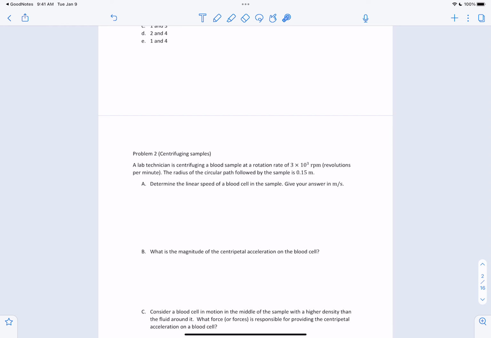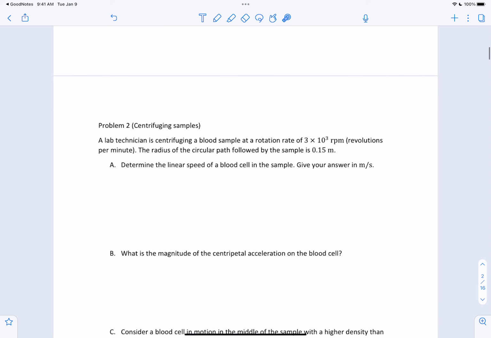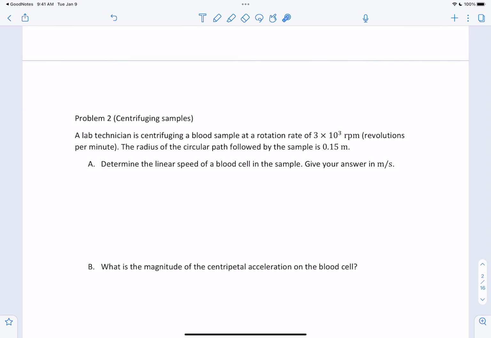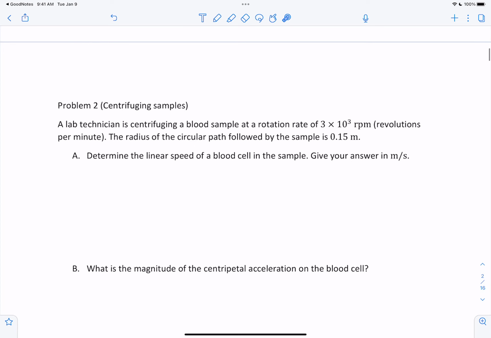Okay. Yep. So for this one, problem 2, a lab technician is centrifuging a blood sample at a rotation rate of 3 times 10 to the third revolutions per minute, right? The radius of the circular path followed by the sample is 0.15 meters. I think a lot of mistakes that people make initially when they're looking at revolutions per minute is they think, okay, that's something per minute, like a distance per minute. So a lot of people consider that to just mean that's the speed, right? So the speed is 3 times 10 to the third revolutions per minute.